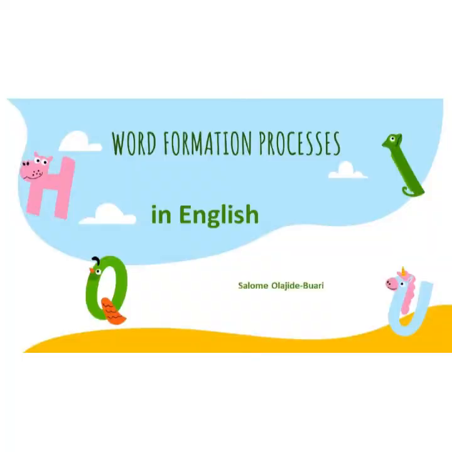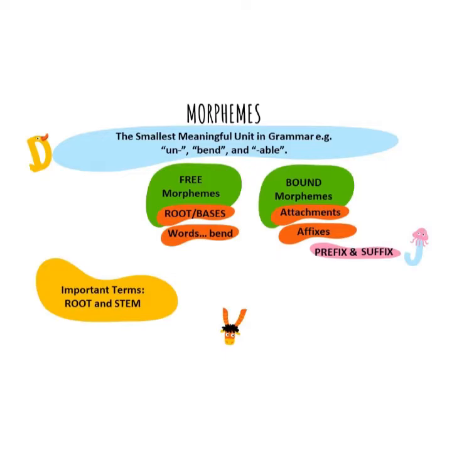Word formation processes in English. Simply how words are formed. First thing we need to look at is morphemes. A morpheme is the smallest unit in grammar.